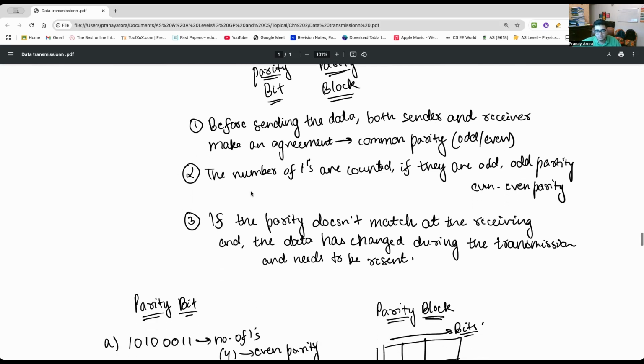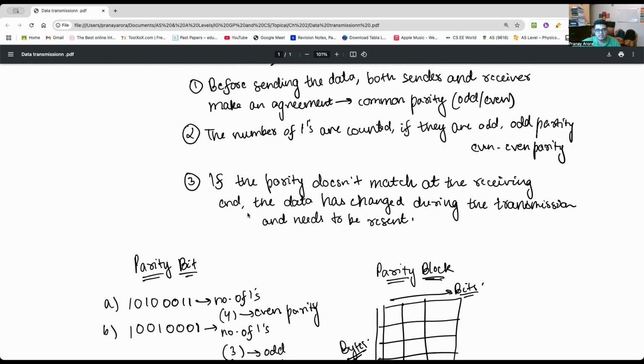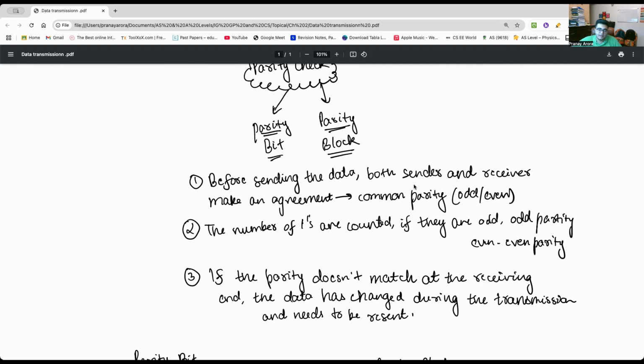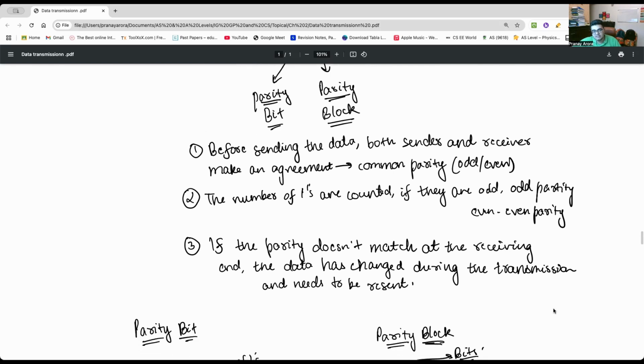So we'll count the number of ones. For example, if there are 5 ones, the parity is odd. If there are 6 ones, the parity is even. They'll count the number of ones and check if the parity is true. If the sender counts the number of ones and sees that it's an odd parity, and the receiver counts the number of ones and sees that it's an even parity, then an error has occurred.